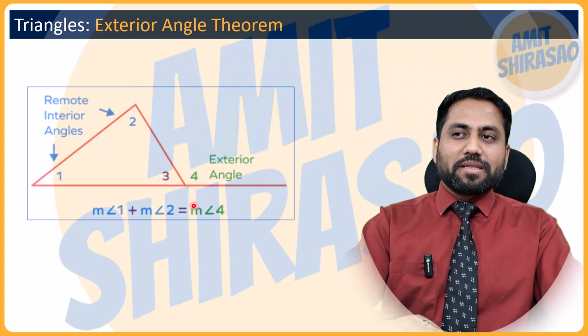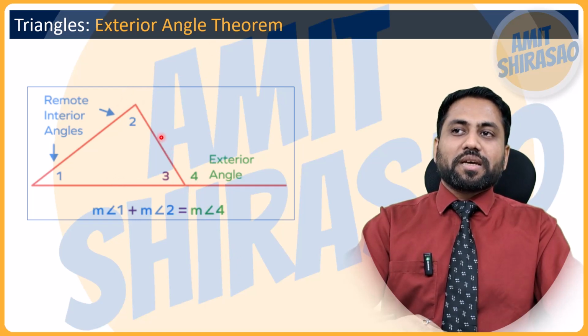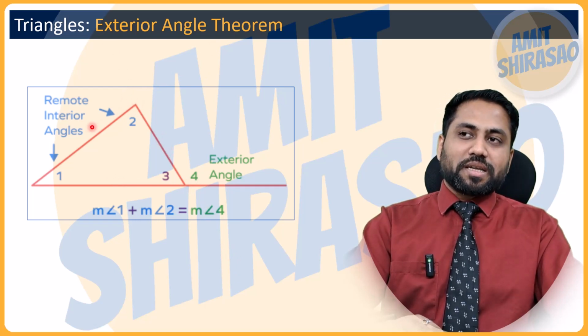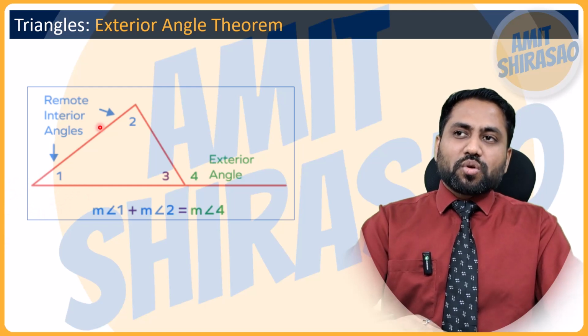If you extend this line, then this angle can also be exterior. If you extend this line, then this will also be an exterior angle. If you extend this line, this will become an exterior angle, so on and so forth. Here also, if you extend this line, this is an exterior angle. If you extend this line, this is an exterior angle. So let us extend this line first.